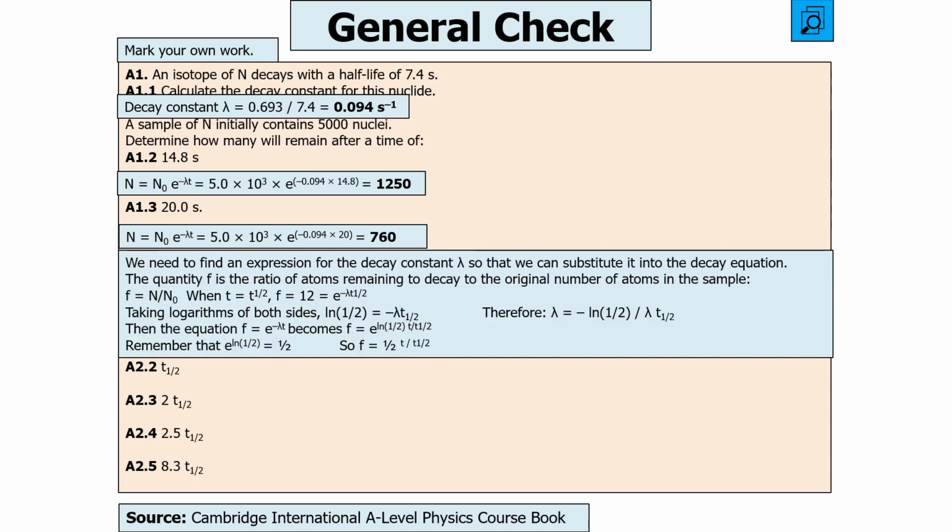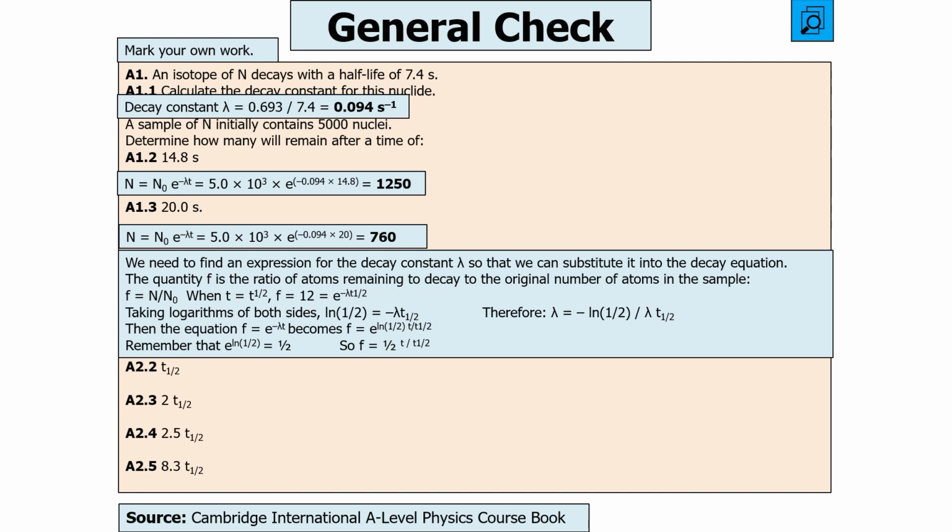Now in the next one, we can find an expression for the decay constant which we can sub into the decay equation. So the quantity F is going to be the ratio of the atoms remaining to the original atoms of the sample. So we can say F equals N over N0, where T equals a half-life. So therefore F is going to be equal to a half, which equals e to the minus lambda t, where T is a half-life. So take natural logs of both sides. So therefore we can say F is equal to e to the power log a half times T over the half-life. We can then work it all through.